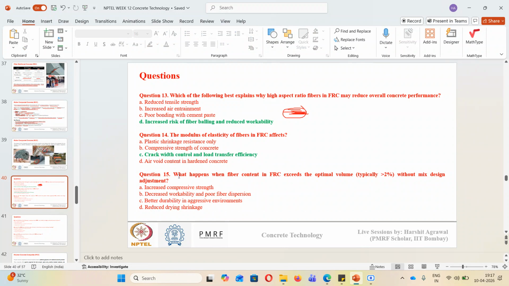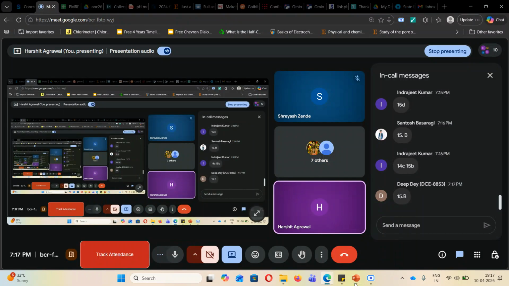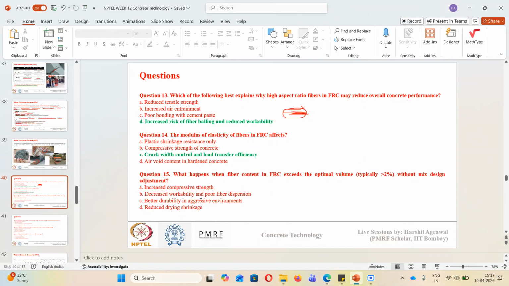Question number 15. What happens when fiber content in FRP exceeds the optimum value? So suppose optimum volume was 2%, now I'm adding 3% and I'm not adjusting anything else in the mixture. So what will happen? Yes, the correct answer is B.